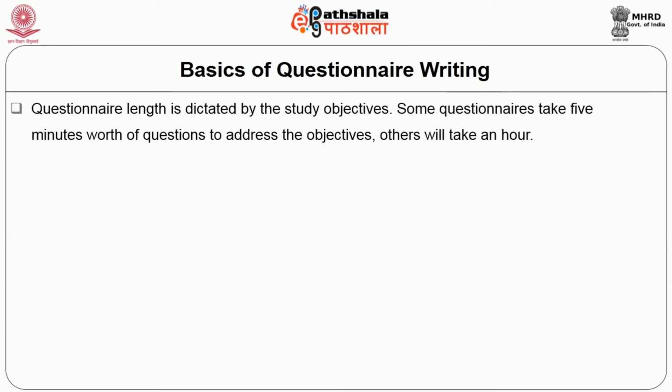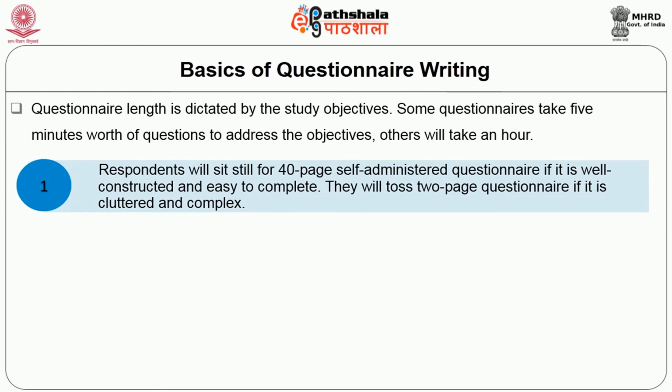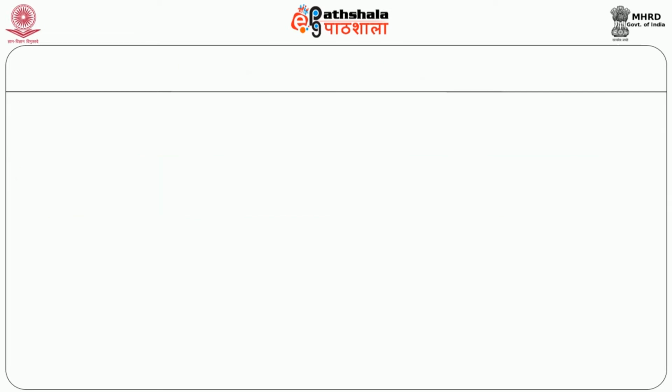Questionnaire length is dictated by the study objectives. Some questionnaires take 5 minutes worth of questions to address the objectives. Others will take an hour. Two simple rules of thumb should be kept in mind. Respondents will sit still for a 40-page self-administered questionnaire if it is well constructed and easy to complete. They will toss a 2-page questionnaire if it is cluttered and complex.